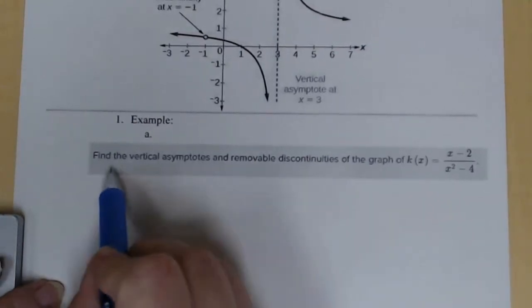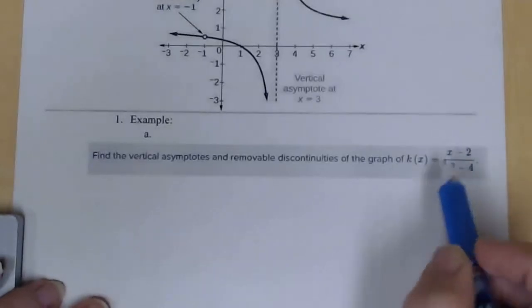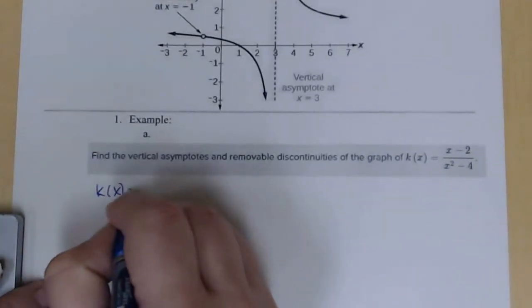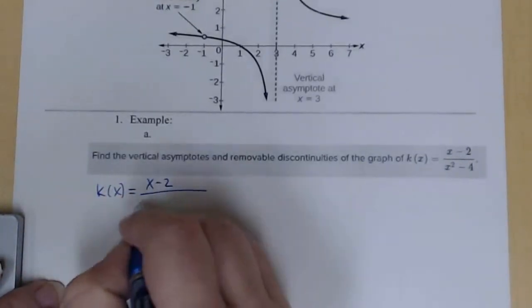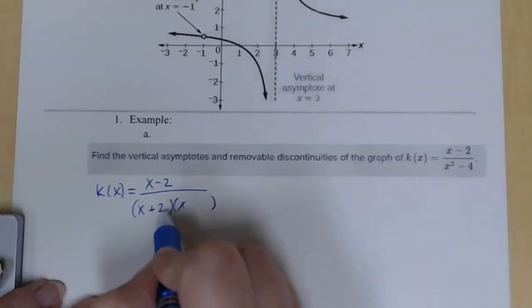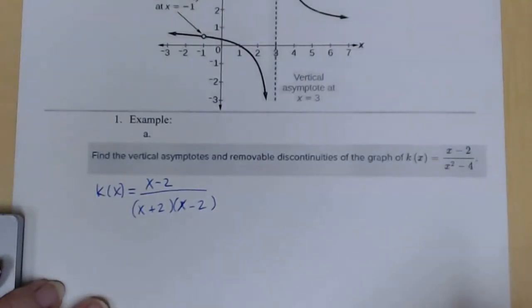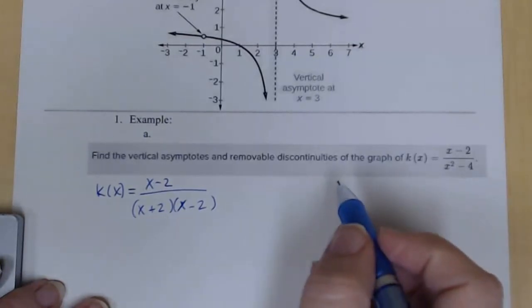So applying this all together, let's look at this problem here. It says find the vertical asymptotes and removable discontinuities of this graph. You're going to take this function and factor it. This is the difference of two squares. This factors into x plus 2 and x minus 2. If you need more assistance with factoring, just shoot me a Canvas message. I'll be happy to send you more resources and help along the way.